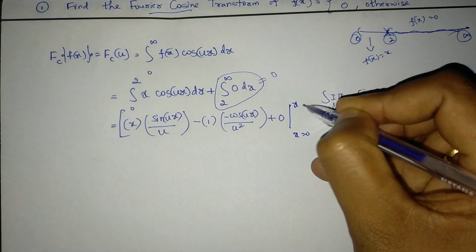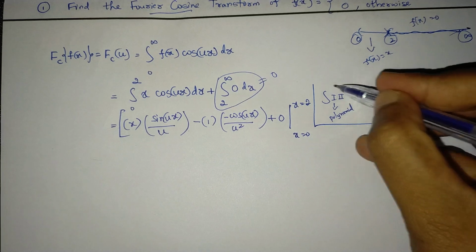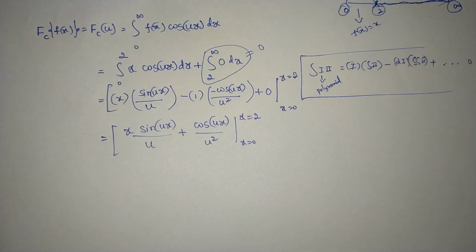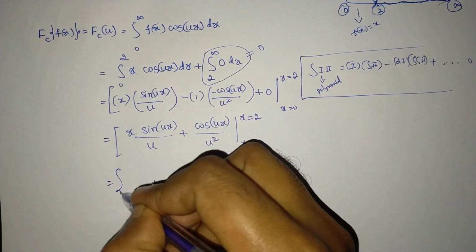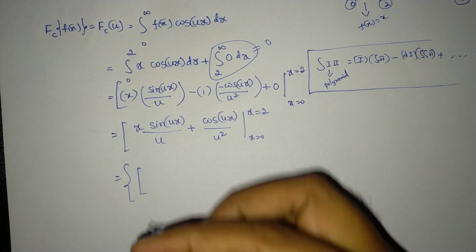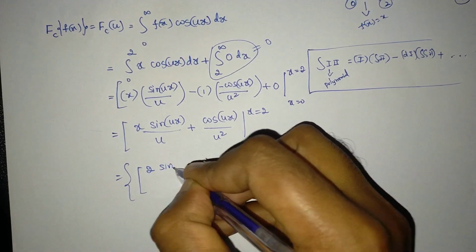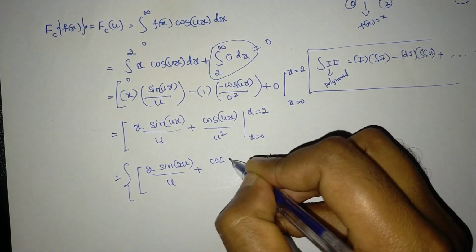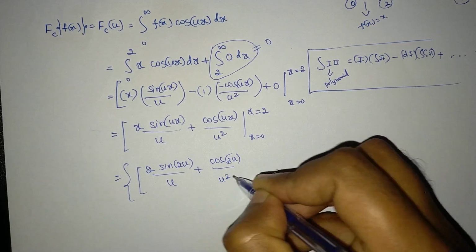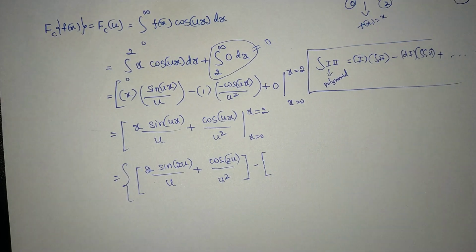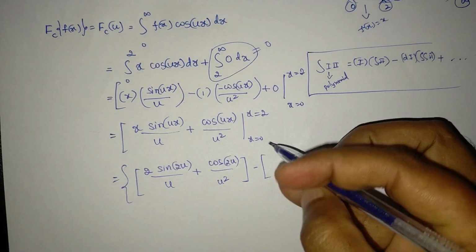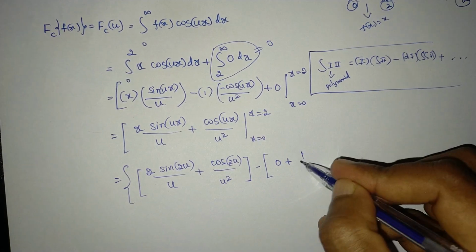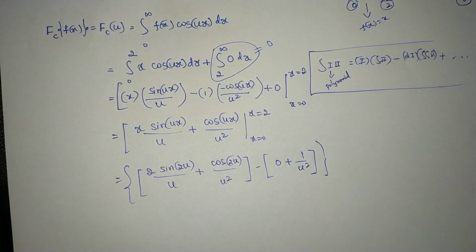So this is the lower limit and this is the upper limit. Now let us simplify this, upper limit minus lower limit. Let me substitute x equal to 2 now. It is 2 into sine 2u divided by u plus cos 2u divided by u square. This is the upper limit. Minus the lower limit: substitute x equal to 0. So 0 into anything is 0, plus cos of u into 0, which is cos 0, and cos 0 is 1, so it is 1 by u square.